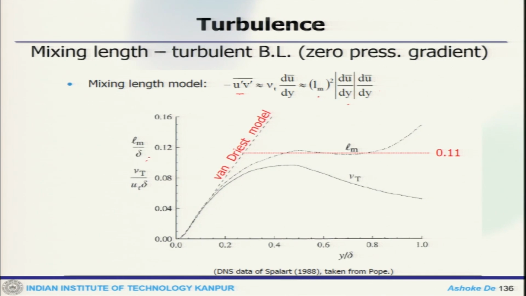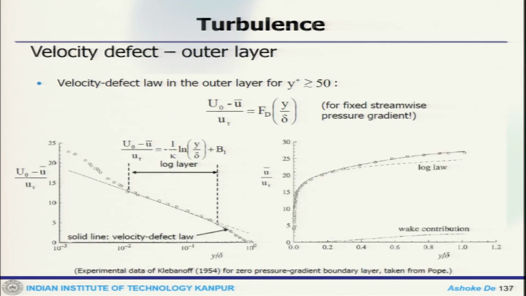And if you plot those things, this is how Lm is varying, this is how nu t is varying with y by delta, and this is the Van Driest model for 0.11. So, one can recreate these things very nicely. Now, there would be velocity defect at the outer layer also.